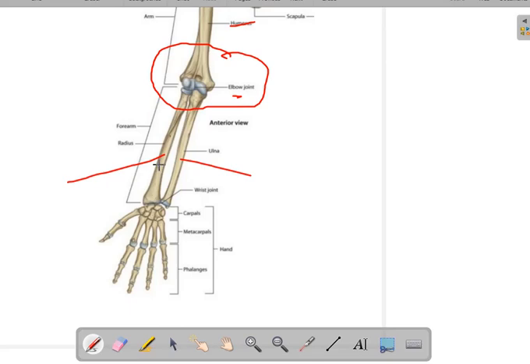The radius forms the lateral bone of the forearm, and the ulna forms the medial bone of the forearm, articulating with the carpal bones here at the wrist joint. This is the wrist joint, and these are the bones of the hand.